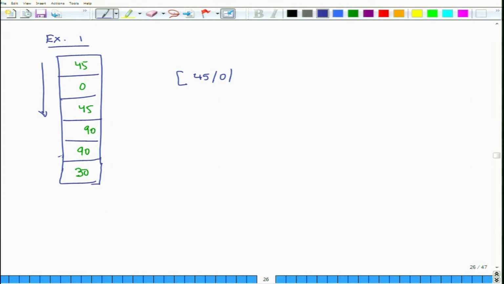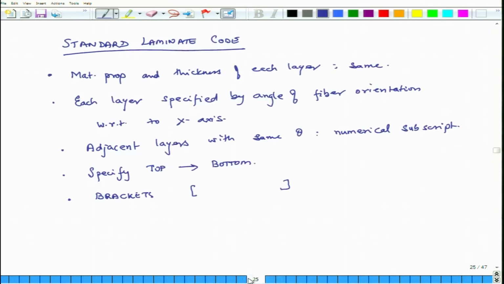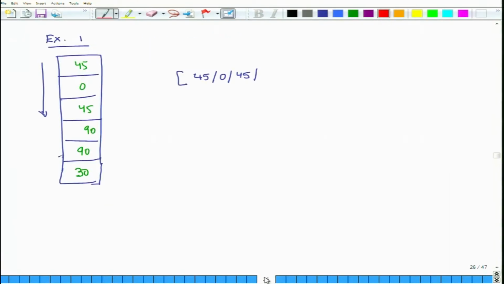Okay. Then the next one is 45, and then we had said that there are two layers and they are adjacent and they have the same angle, same theta. So, we put a subscript. So, we put a 90, and because there are two layers with the same orientation, it is 90 subscript 2, and then 30. Okay. So, this is one case.